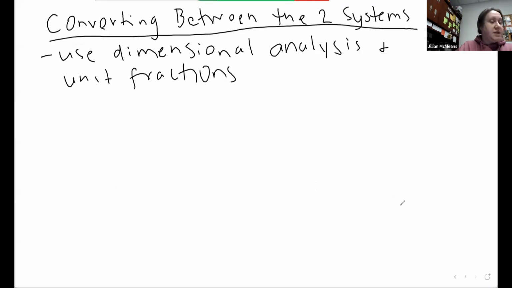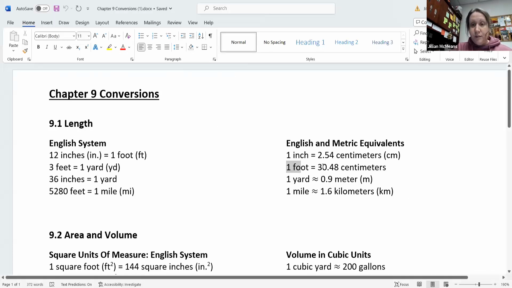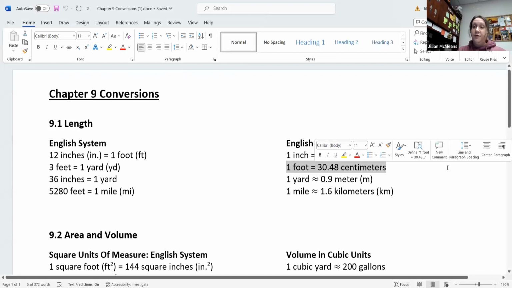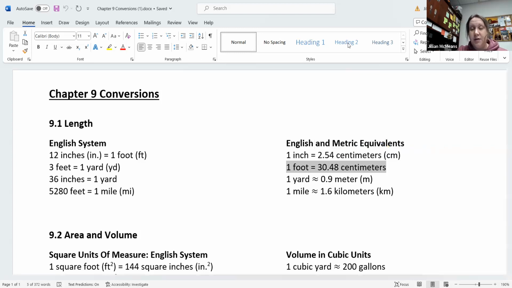Okay, so first up, let's say we have 8 feet and we want to convert it to centimeters. So centimeters is definitely metric. Anytime you see the word meter anywhere, that's going to be metric. Feet, we already know, is English. So let's go to our conversion sheet and see if we have a conversion that takes us from feet to centimeters. And it just so happens that right here, we have that 1 foot is equal to 30.48 centimeters. Okay, so remember 30.48 centimeters.